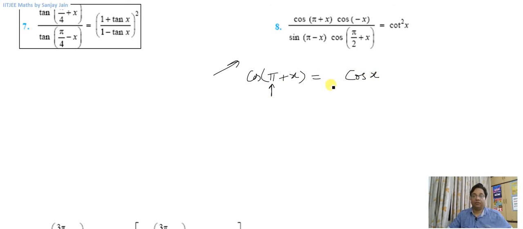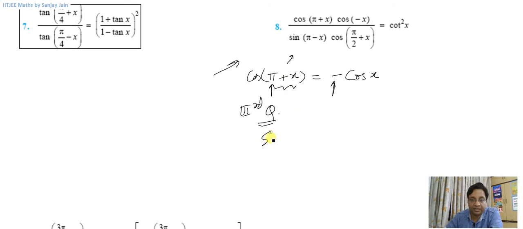So cos x. What about the sign here? Will it be a positive sign or a negative sign? Which quadrant is this angle in? Pi plus x. So it is third quadrant. Third quadrant. So cos is going to be negative in this quadrant, right? Because in third quadrant only tan and cot are positive. Rest all are negative.